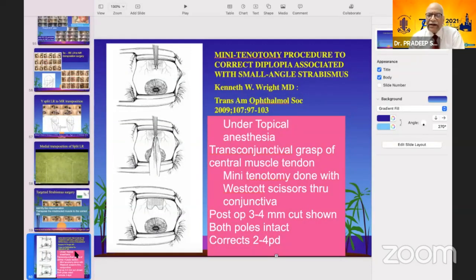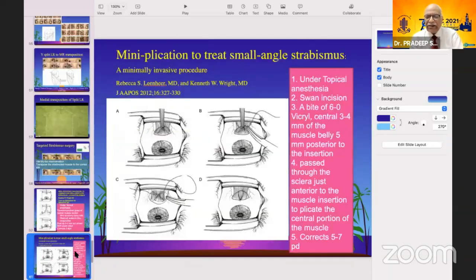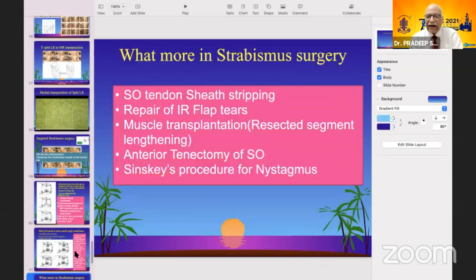Just a note about Kenneth Wright's procedure of a mini tenotomy, which is a post-op 3 to 4 millimeter cut. It corrects about 2 to 4 prism diopters by him. I have never tried because this is too small a correction that we may be targeting. Similarly, a mini plication is going to correct about 5 to 7 prism diopters, and this may be a procedure which one may try. I have never tried.